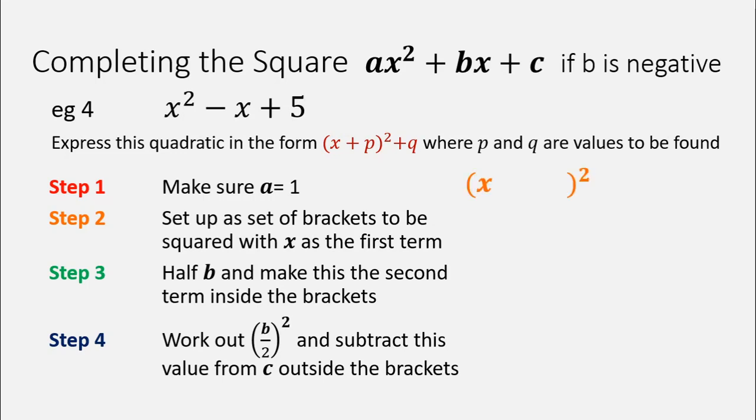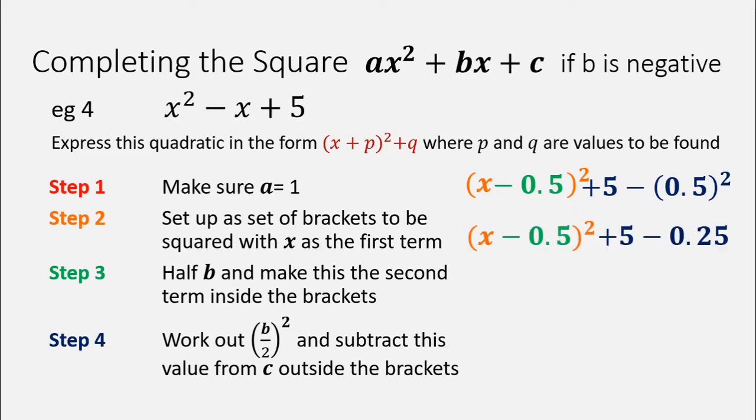Got my brackets, and I'm going to subtract a half, and then I'm going to add c outside and subtract negative 0.5 squared from it. Simplifying what's outside the brackets, that's going to be 5 minus 0.25, which is plus 4.75. We can have decimal values in these completed square formats. So p is negative 0.5 and q is positive 4.75.